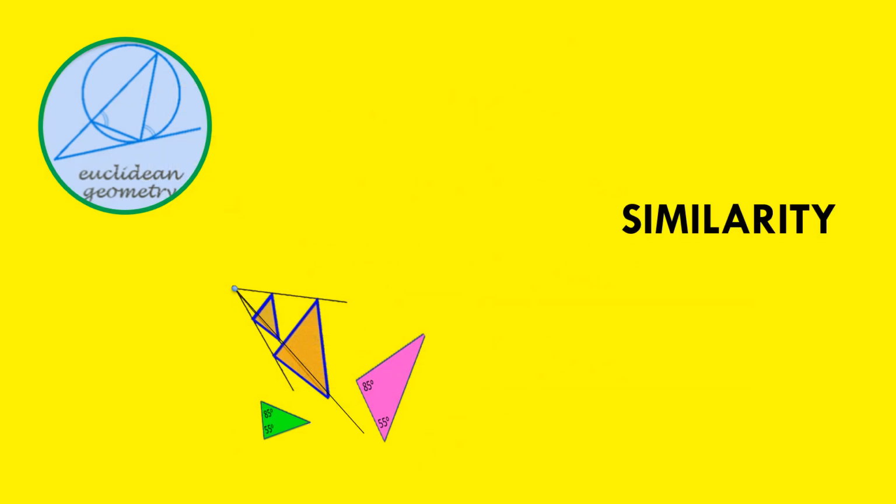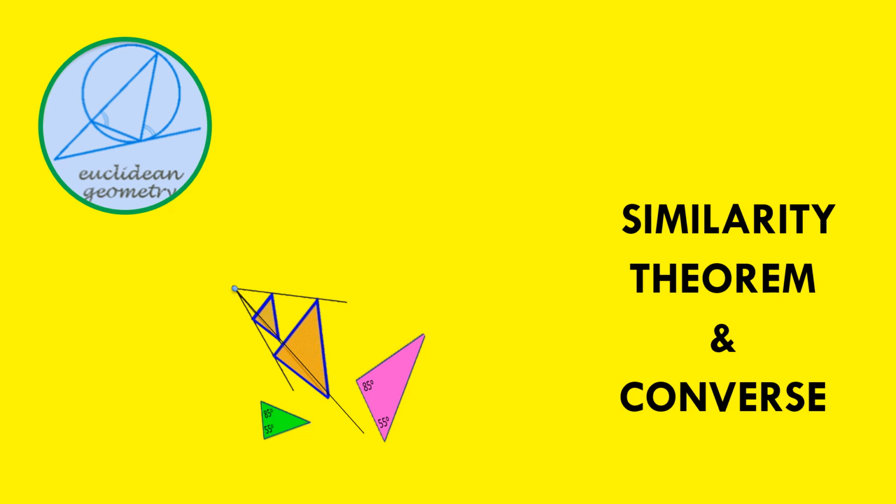In this unit, we're going to look at the similarity theorem as well as the converse of the similarity theorem and concepts relating to these 2 theorems. Now, before we start with the formal proof of the similarity theorem, let's just look at the statement of the theorem and try to understand the statement.